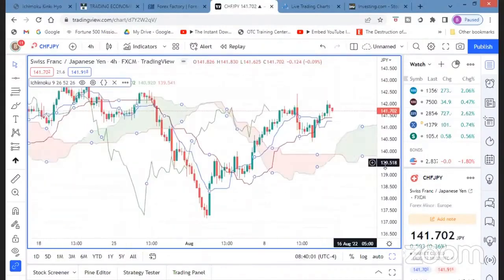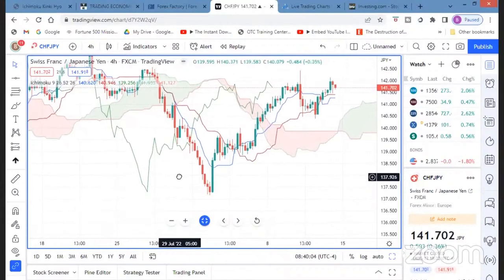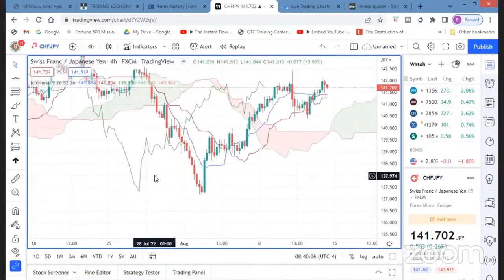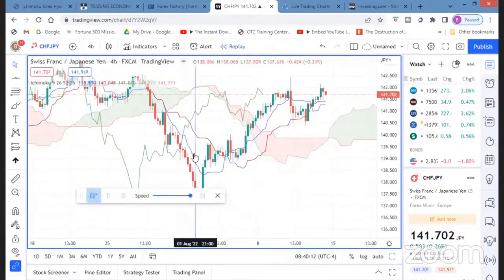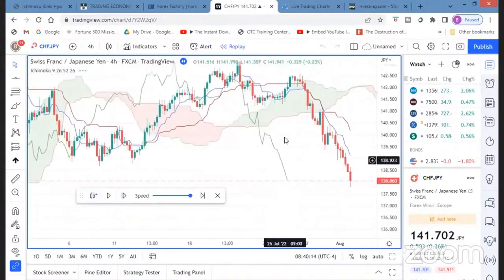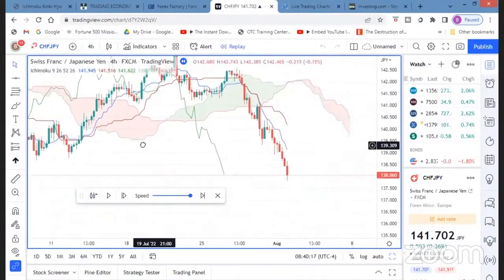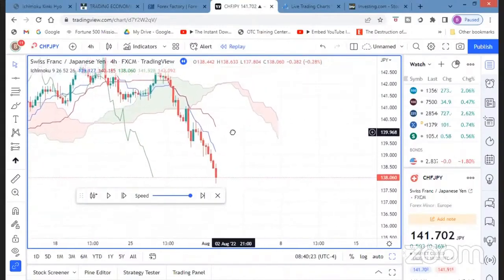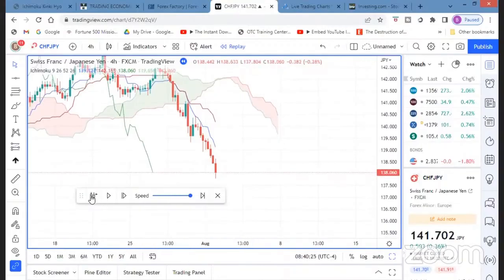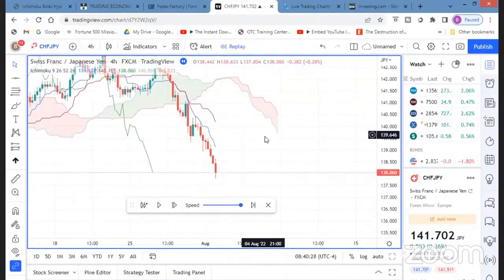Let's look at this just to map out how things occur, because we said, hey, it's lagging. So one cool thing on TradingView, you can just use the replay tool. So let's go back a little bit on this Swiss franc Japanese yen. Look at the current state of everything, the current state of the price action. Bearish cloud. Look at your Tenkan-sen and your Kijun-sen.